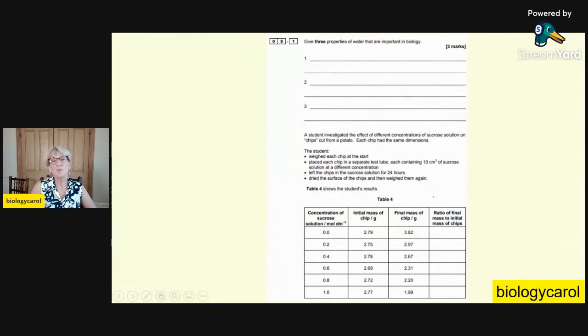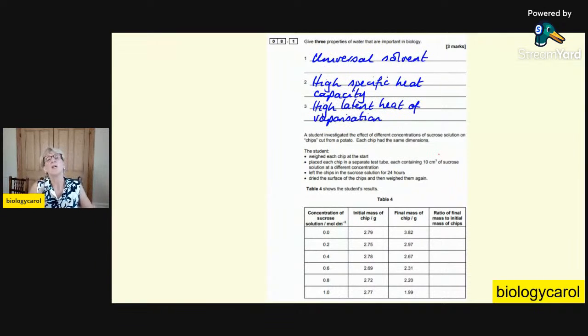Question 8, give 3 properties of water that are important in biology. Oh, what to choose, what to choose. Here we go. Universal solvent. Dissolves everything because it itself is a polar molecule, so it dissolves everything that is either polar or ionic. Ions. High specific heat capacity and a high latent heat of vaporization.